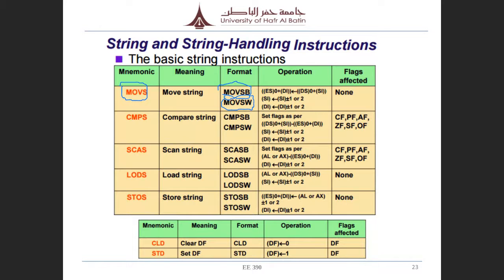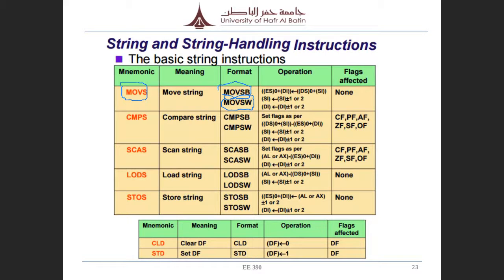So MOVS is the main thing, but at the end we can write B or W, so we have to use one of these two formats. The main mnemonic is MOVS. Okay, so move string as a byte. That means this instruction helps us move from memory location to memory location. But for single data we cannot do it.